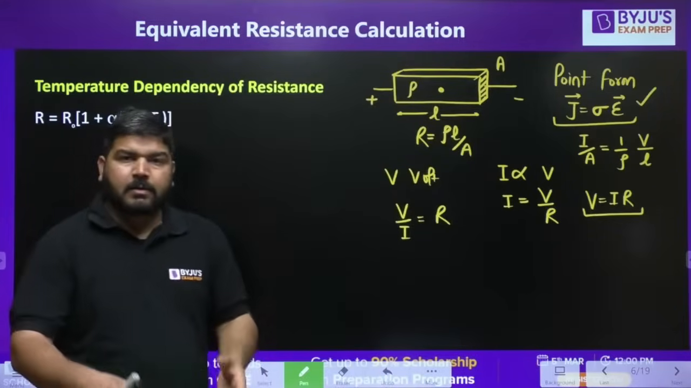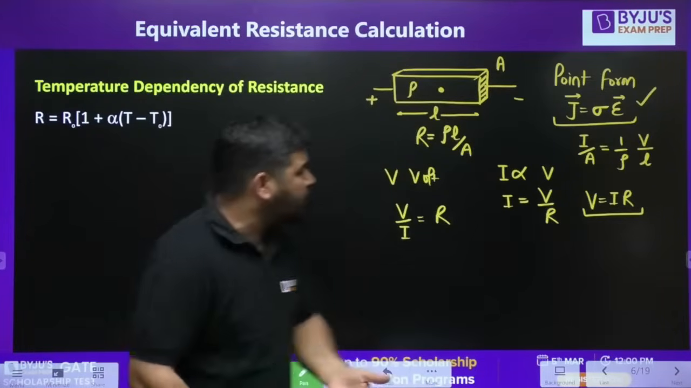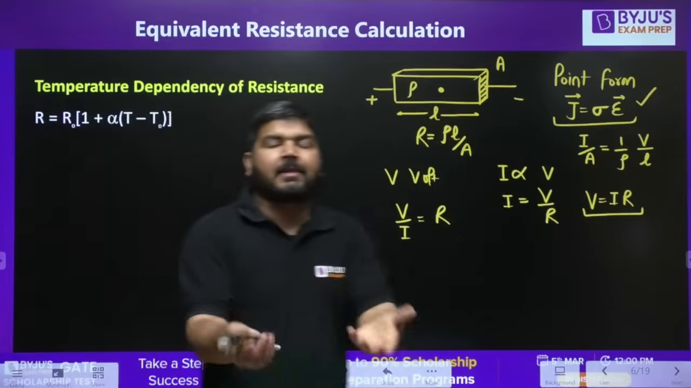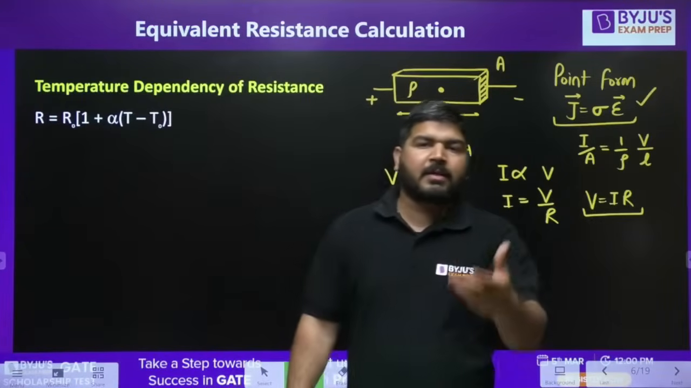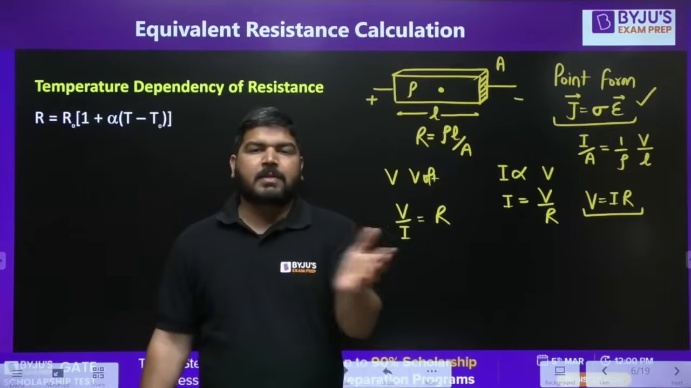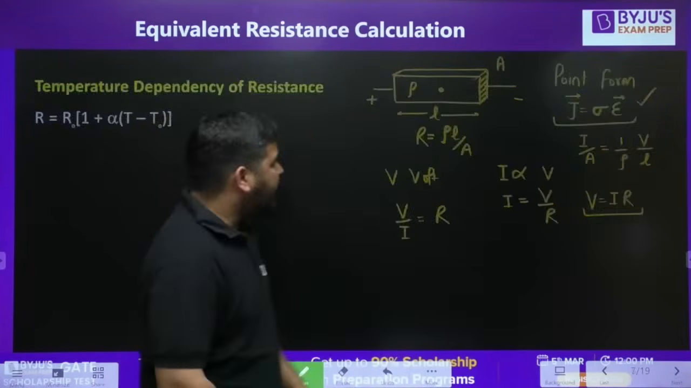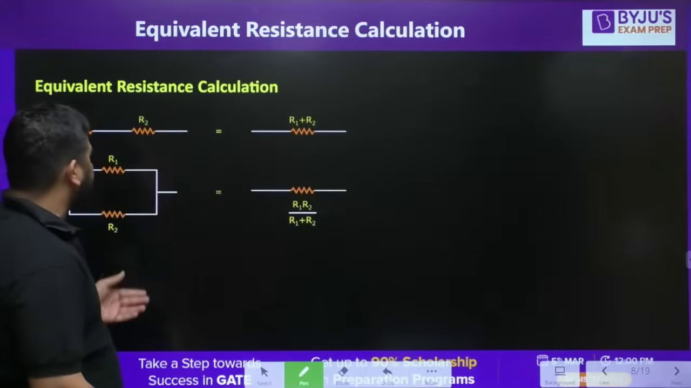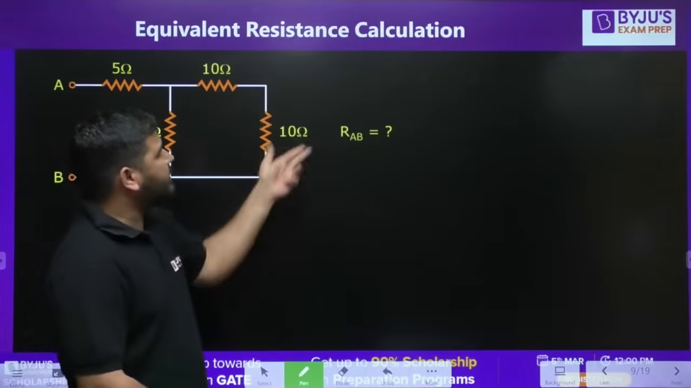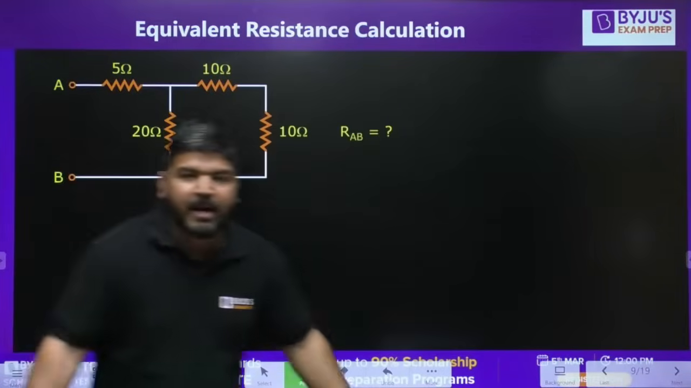If the resistance is a function of temperature, then there is no meaning of saying that the metal block or some circuit has this much of resistance. There is no point in that. Let's say I have some circuit. Let's say this is the circuit. Let's say this is 10 ohm. There is no point.